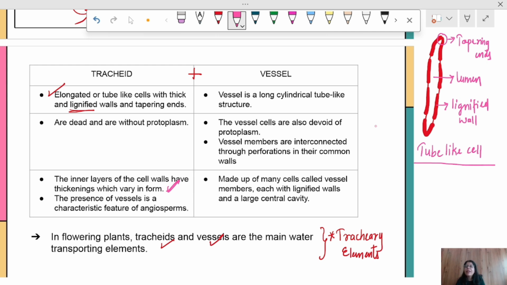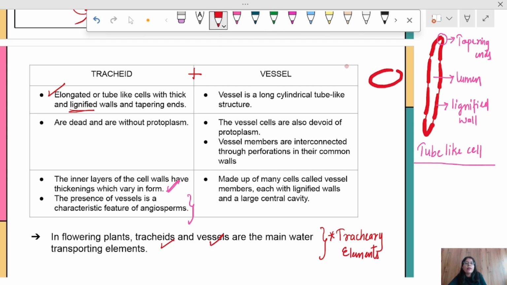Okay, the presence of vessel is a characteristic feature of angiosperm. Okay, fine. This point must be here, but it is written here. No problem. Vessels are a very important feature of angiosperm. Angios itself means vessel, right? So angiosperms are having these vessels. Because of that only, everywhere you can see angiosperms, right? They are widespread because of this reason. You will learn why. I'm just going to draw it.